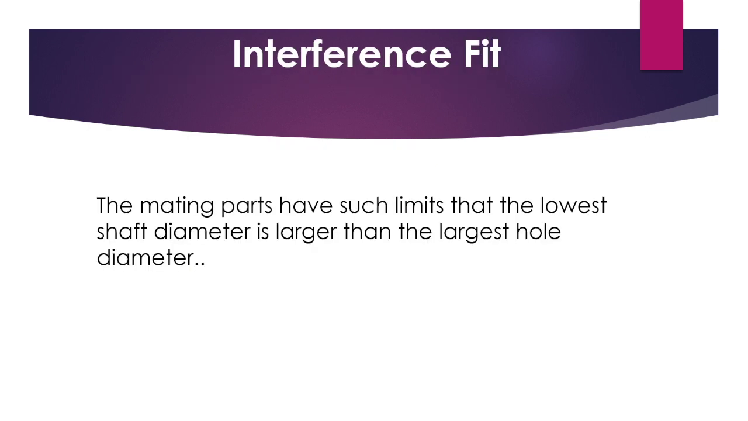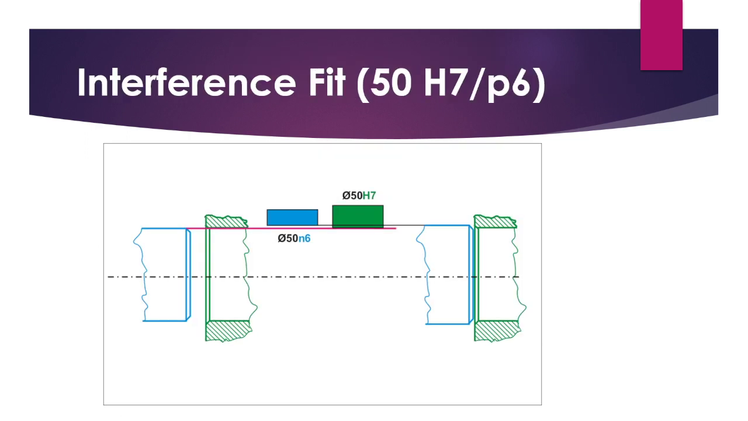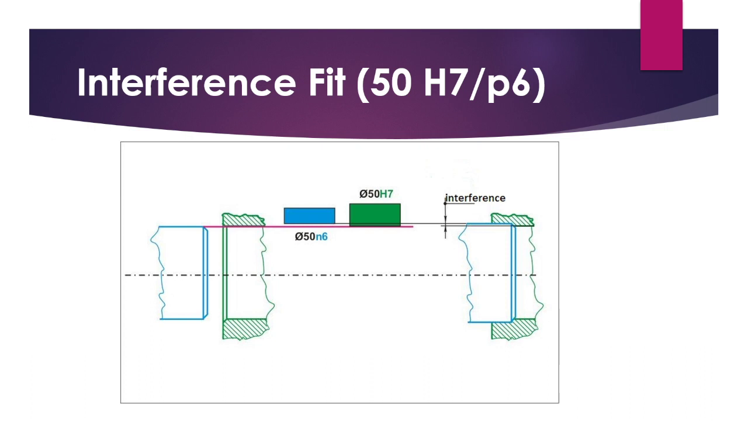Then the interference fit. The mating parts have such limits that the smallest shaft diameter is larger than the largest hole diameter all the time. The smallest shaft is always bigger than the biggest hole, so we have interference all the time. Let's see. Can you see? We have an interference here. My shaft is bigger than my hole. And these are the three types of fits that could happen in our assembly, depending on our design.